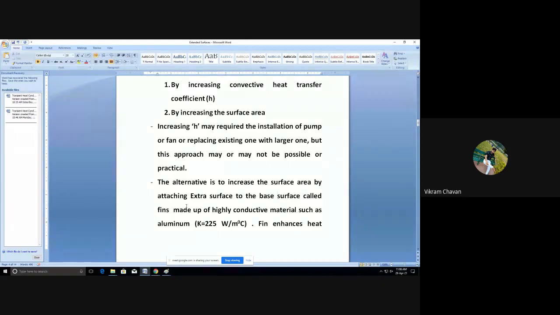made up of highly conductive material, such as aluminum. In bracket, aluminum thermal conductivity is about 225 watt per meter degree Celsius. Unit is watt per meter degree Celsius. Bracket complete, full stop.